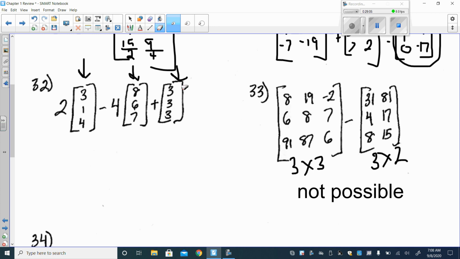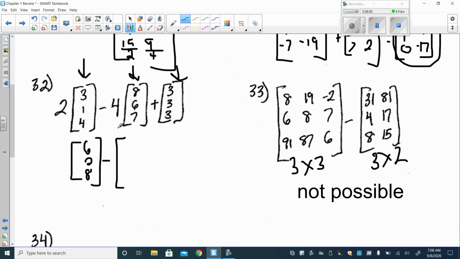Now if we're going to do this by hand, I'm going to multiply this first one by 2. So 3 times 2 is 6, 1 times 2 is 2, and 2 times 4 is 8. Minus, I'm just going to multiply the second one by 4. I'm not going to worry about negative 4. 4 times 8 is 32. 4 times 6 is 24. And 4 times 7 is 28.